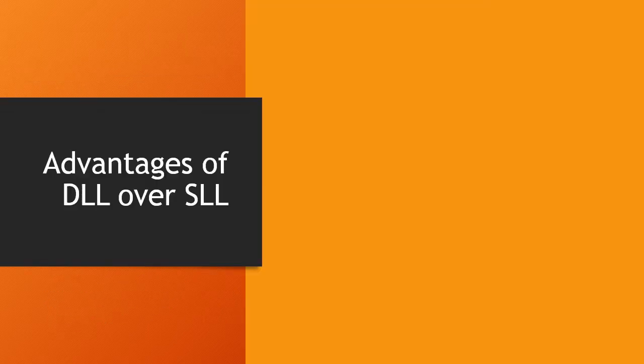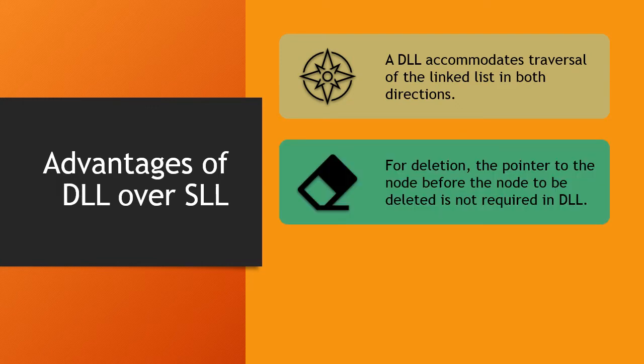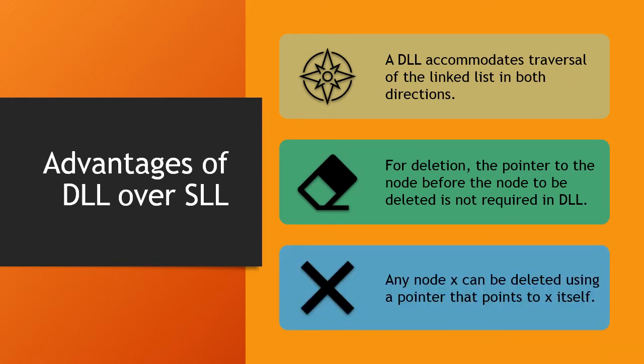Advantages of DLL over SLL. A DLL accommodates traversal of the linked list in both directions. For deletion, the pointer to the node before the node to be deleted is not required in DLL, and we'll see why that is so. Any node X can be deleted using a pointer that points to the node X itself.